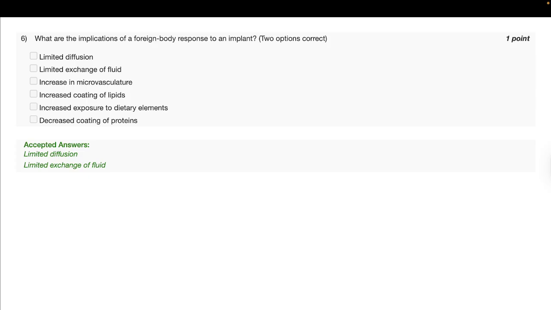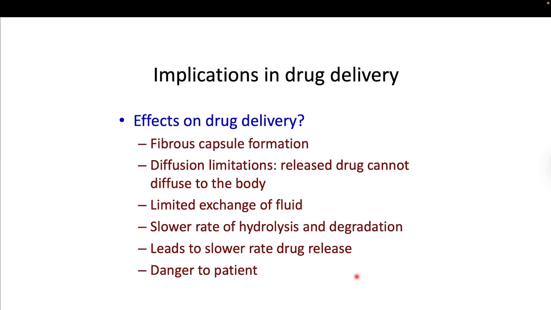What are the implications of foreign body response to an implant? So, if you have designed an implant which is to deliver drugs at a constant rate, or some release kinetics which you have already formulated, and if that generates a foreign body response in the patient's body, then all of these could affect the drug delivery. First of all, there could be fibrous capsule formation, a layer which covers your implant, and this could lead to problems in drug delivery. First of all, it can have diffusion limitations. Your drug will not be able to diffuse from this implant to the rest of the body, which was the whole purpose of putting this implant.